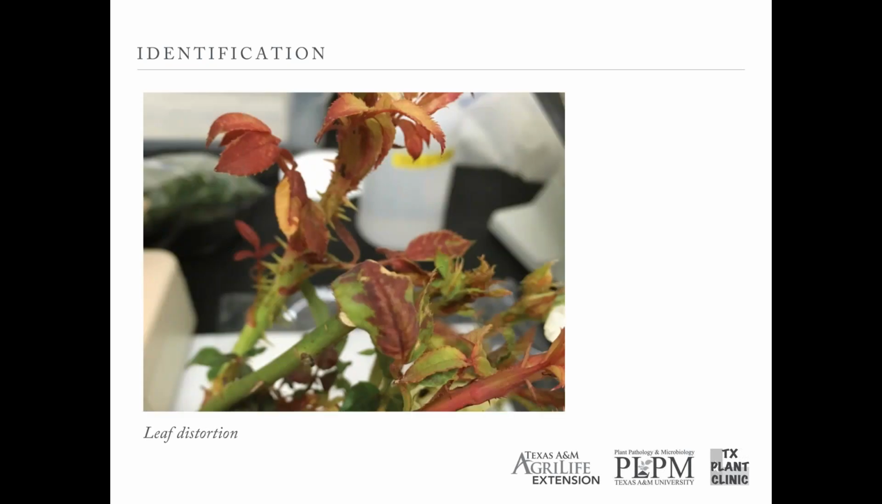Leaf distortion. In this image at the foreground, we not only want to show what leaf distortion looks like, but also we tend to see some of the reddening or anthocyanin build up in the leaves. The leaves may be curled. Very often, the leaves are thin and strap-like.